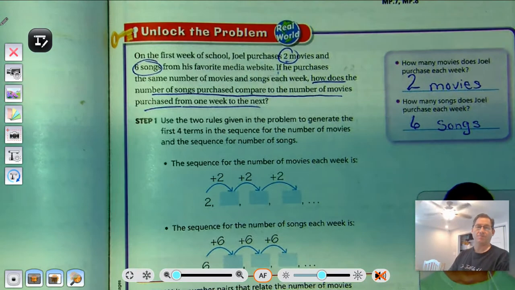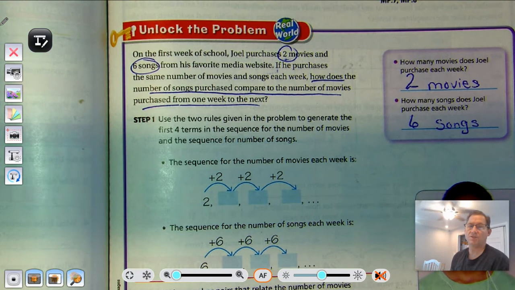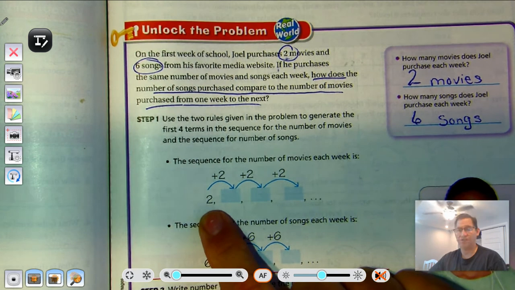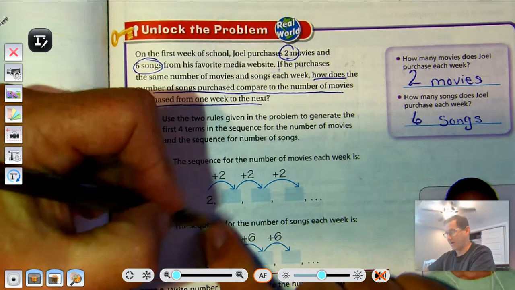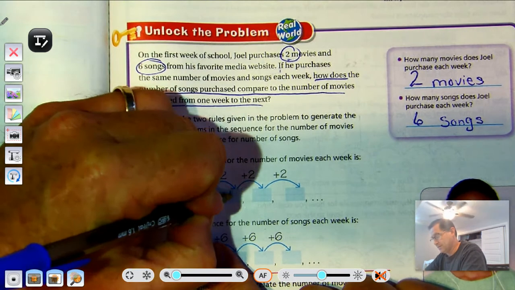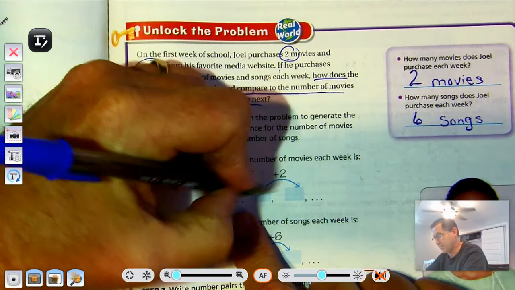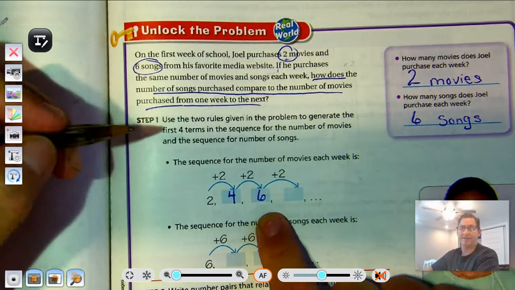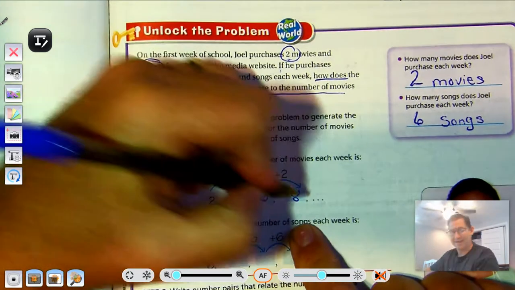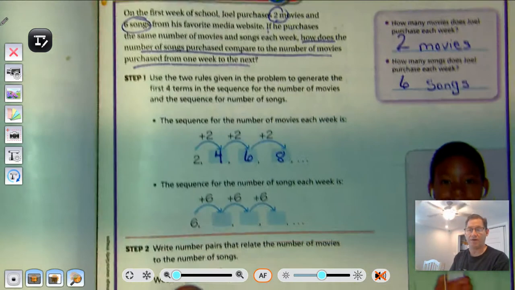All right, so step 1, use the two rules given in the problem to generate the first 4 terms in the sequence for the number of movies and the sequence for the number of songs. So the first term in the sequence is 2, and then every week we add 2 more. So at the end of 2 weeks, he'd have 4. At the end of 3 weeks, he'd have 6. At the end of 4 weeks, he'd have 8, and so on. So we're adding 2 each week, right?